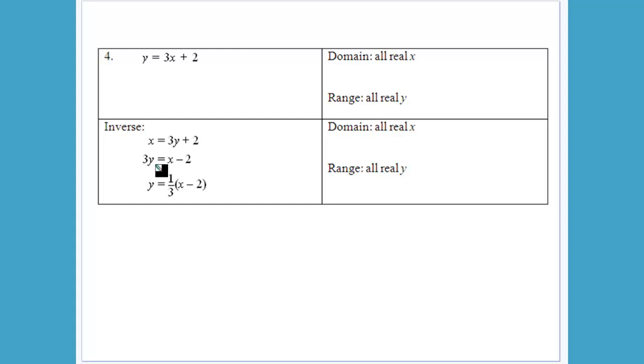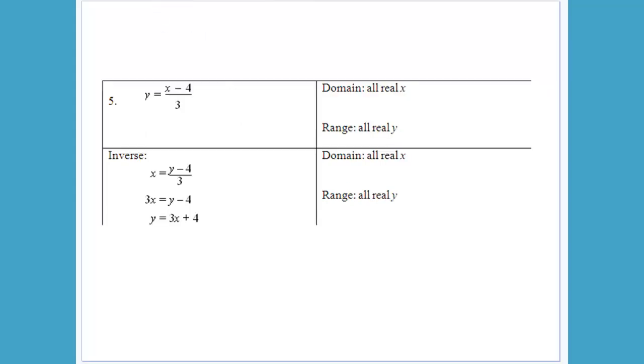x and y swap over. y would be a third of x minus 2, so that would be the inverse function. Again, the domains and ranges are both all real x, all real y. Again, another straight line. Swap the x and y's and solve.